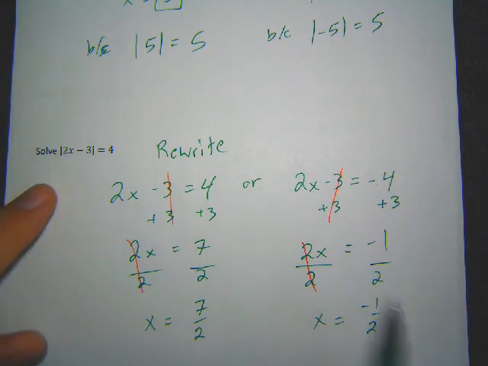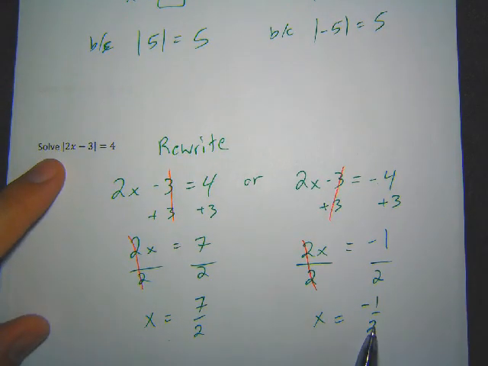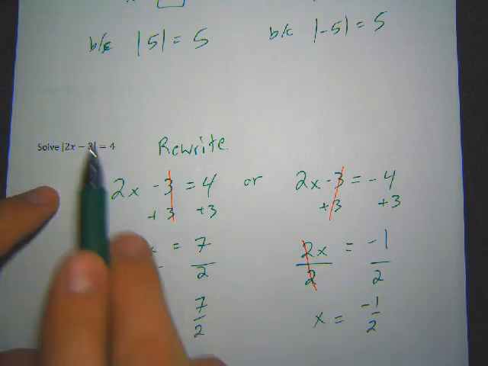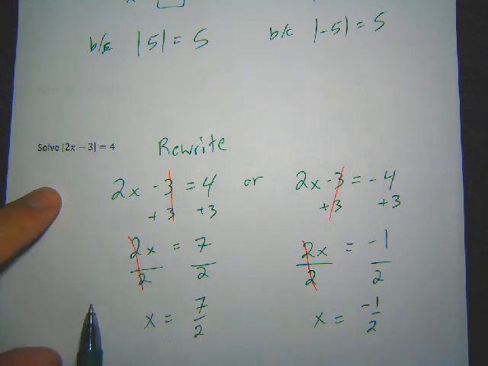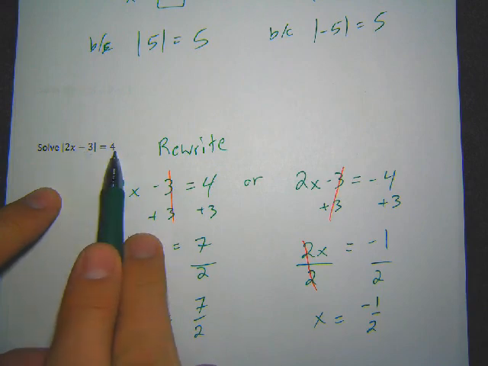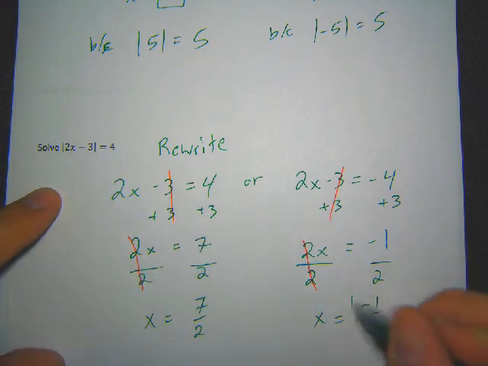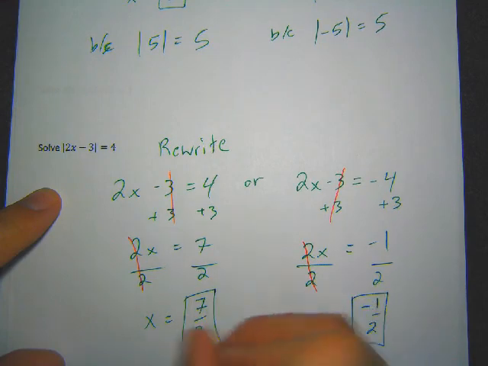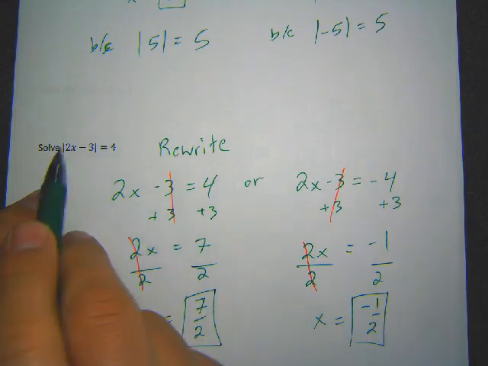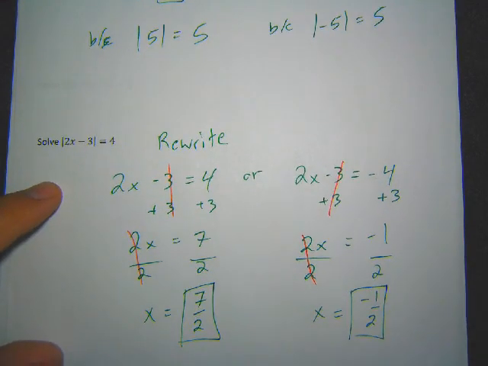And again, I can double check this. 2 times a negative half is going to give me a negative 1. Negative 1 minus 3 is going to give me a negative 4. And then the absolute value of negative 4 is 4. So this value works. So you can always go back and you can double check these. You can even type these in a calculator if you want. Remember that your calculator does have an absolute value button.